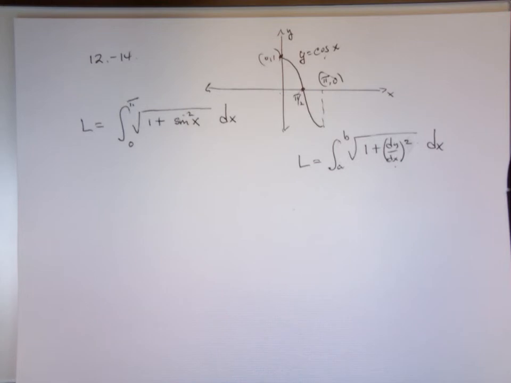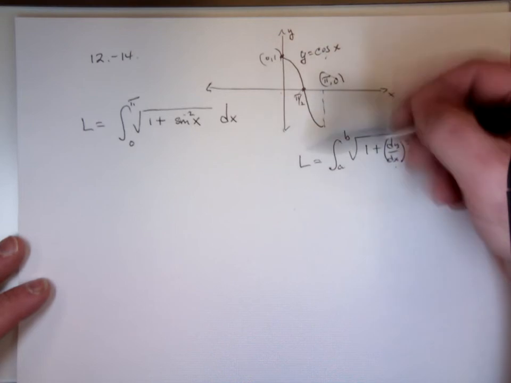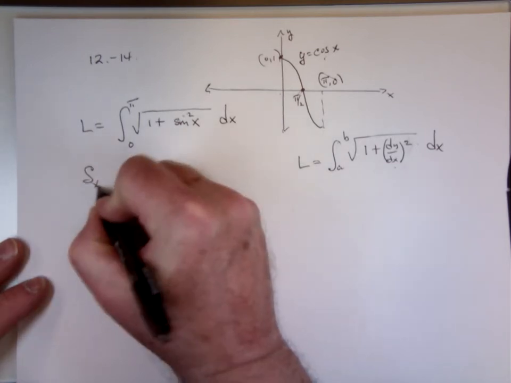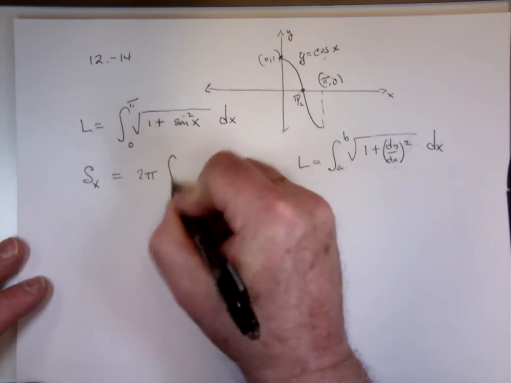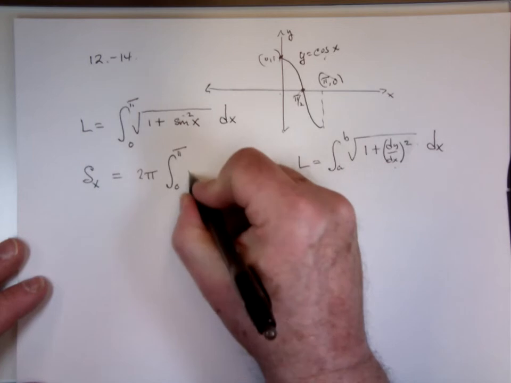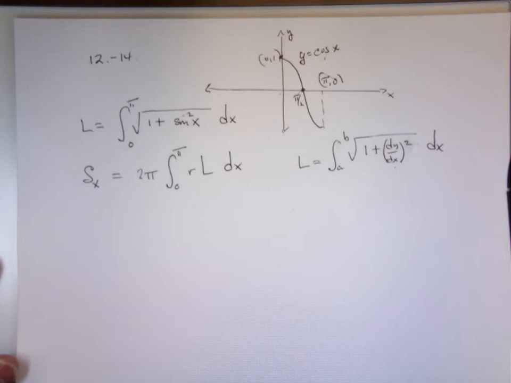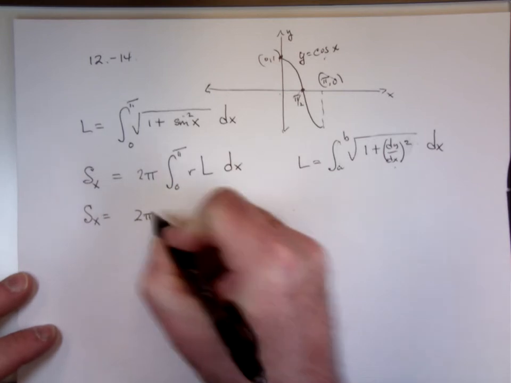Now, if you're going to whip this thing around the x-axis, I wouldn't be surprised if everything canceled out, but that's all right. We're going to set up the integral about the x-axis. 2 pi, 0 to pi, r L is the formula. That's the formula for surface area about the x-axis. So what do we have? 2 pi, 0 to pi, r.